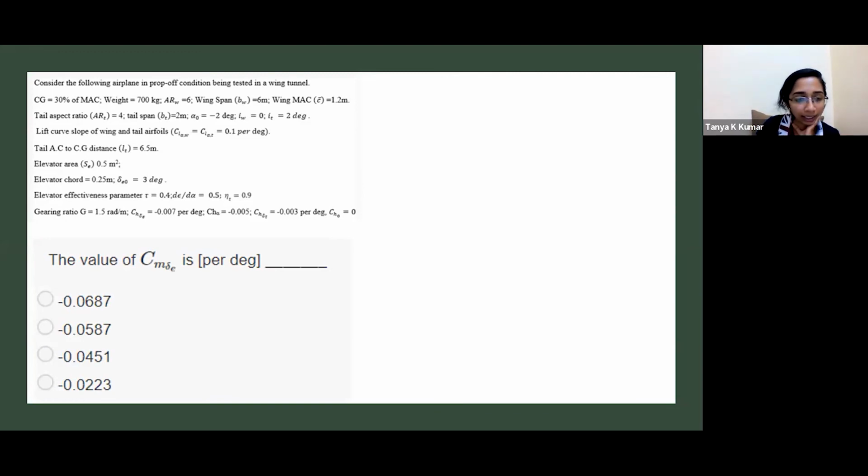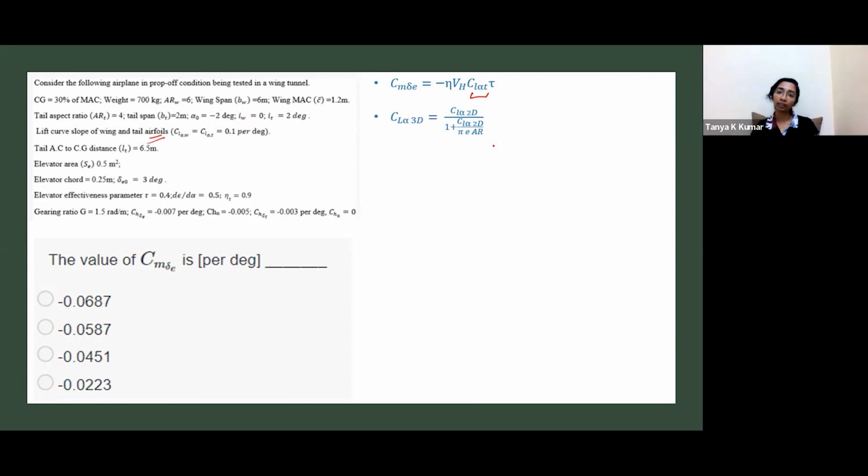Value of Cm delta E in per degree. So Cm delta E is a negative quantity. We calculated this again in the first question. Now Cm delta E is given by this formula. But what is missing here is the CL alpha T. CL alpha T in this formula is for the 3-dimensional wing, not for the 2-dimensional airfoil. But the one given in the question is for airfoils. We need to convert it into the 3-dimensional case.